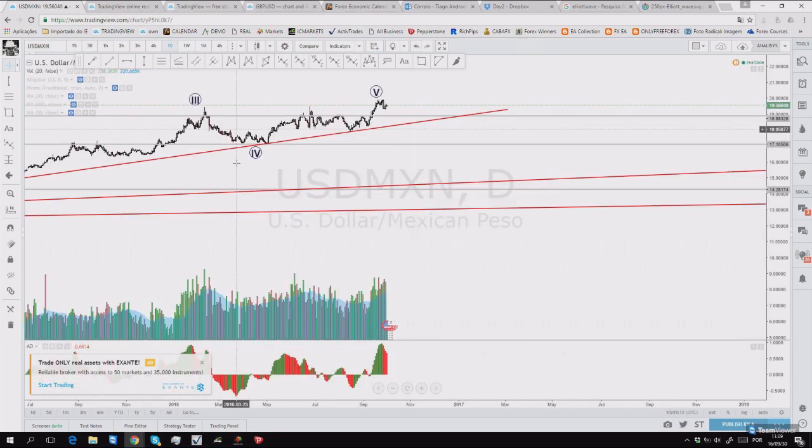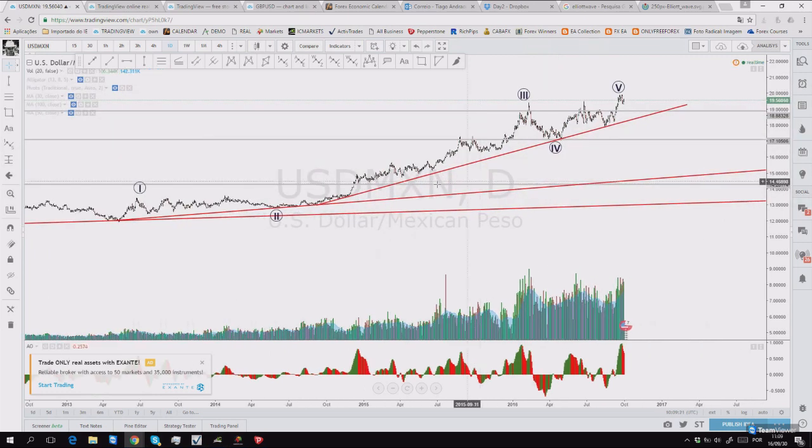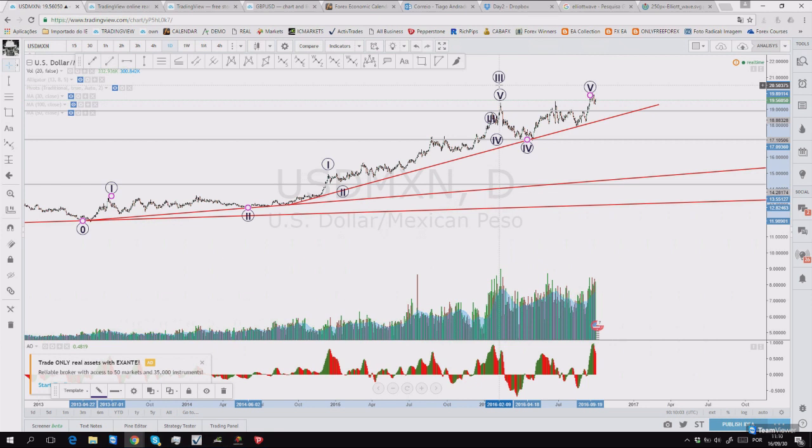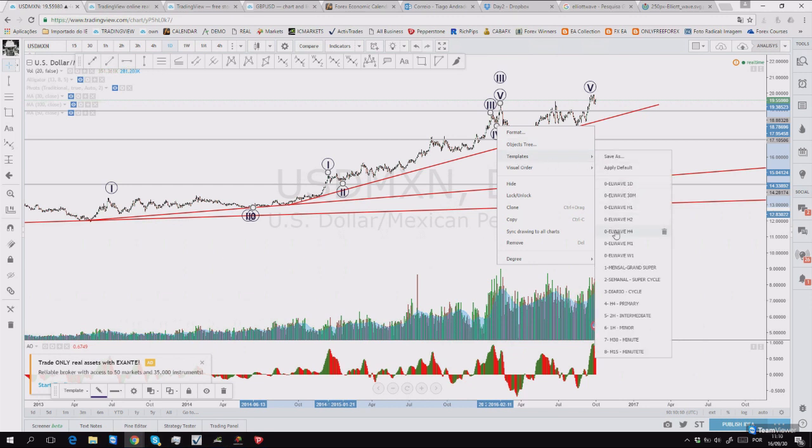So now let's go into the daily time frame and try and count waves inside the third wave. So inside the third wave, we had wave 1 here. Wave 2 around here would be A, B, C. Then wave 3 would be to this top. Wave 4 would be here, and wave 5 would be here. These are the waves inside wave 3. It could be a different count.